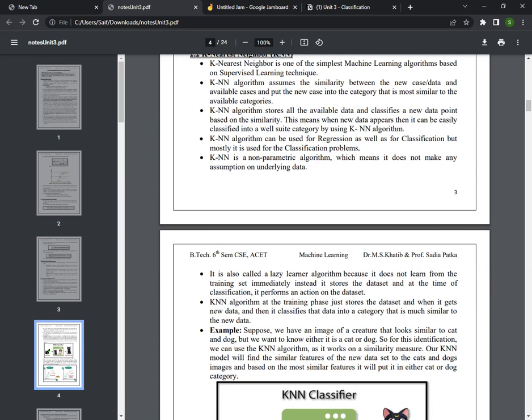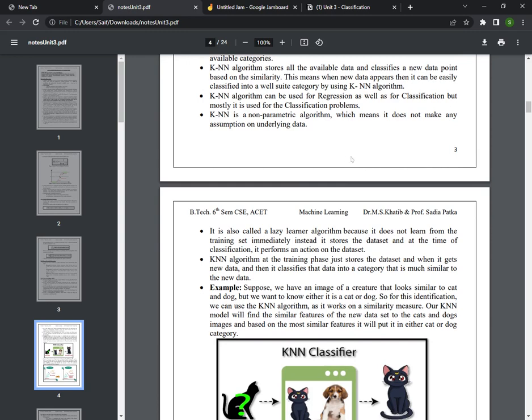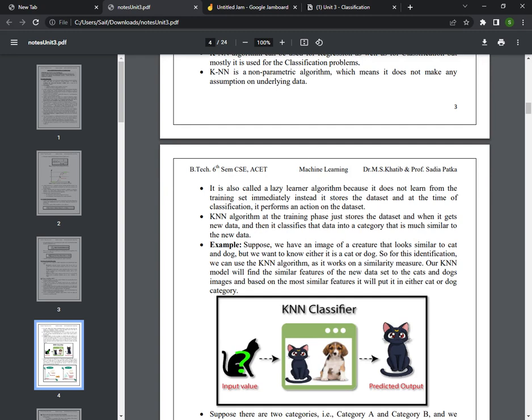KNN is a non-parametric algorithm, which means it does not make any assumption on the underlying data. Non-parametric means it does not make assumptions on its own. This is one of the important points.